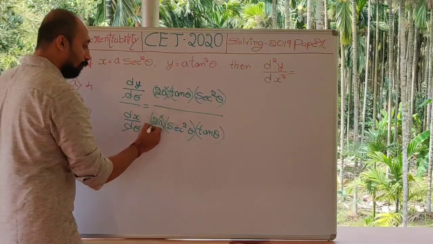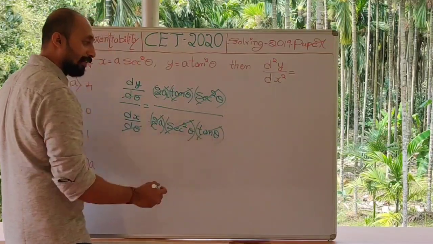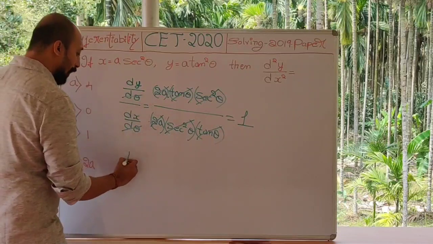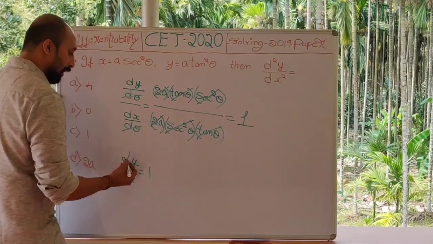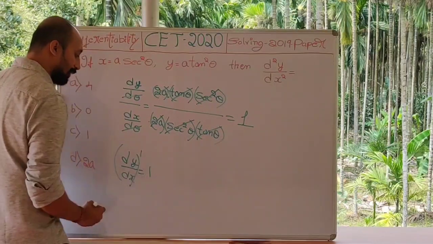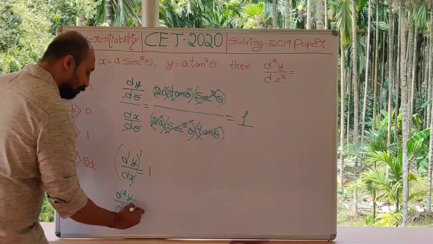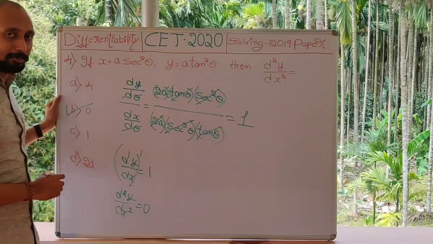Here 2a and 2a get cancelled. Secant square theta, tan theta and tan theta get cancelled. What is it? 1. So if dy by dx is 1, and if I am doing the differentiation of it once again, d square y by dx square will be 0. So option B is your right answer.